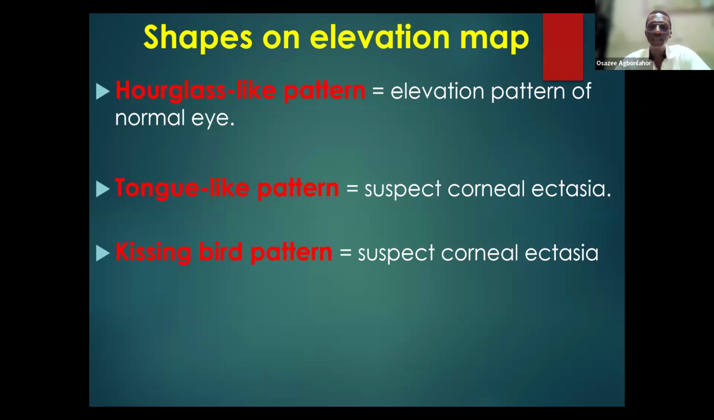So we also have a kissing bird pattern. We have something like this in your curvature map, different from what we're looking at now. We're looking at another type of map, just like in your visual field where you have different maps.